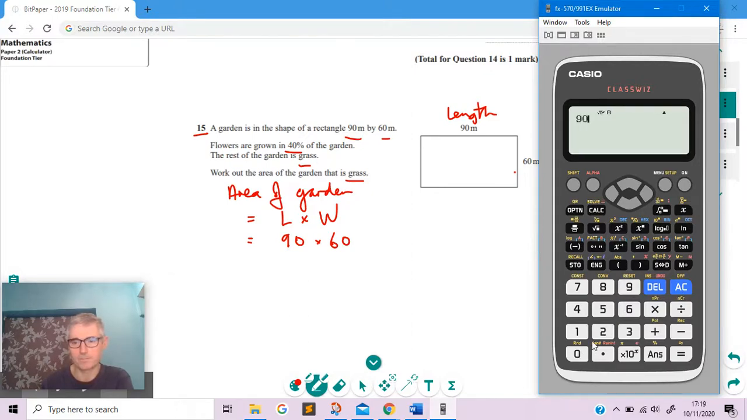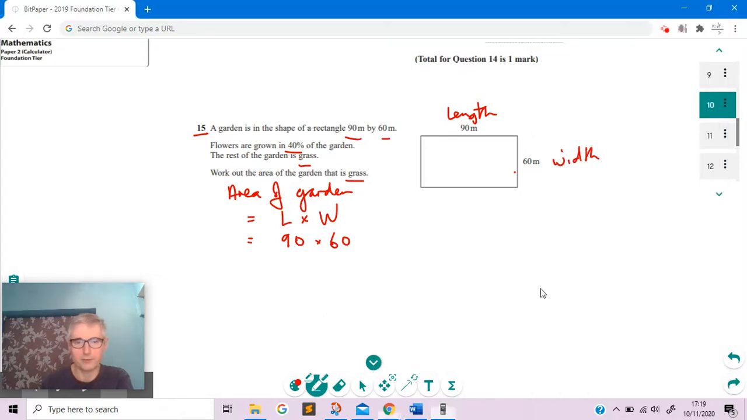Again, because this is a calculator paper, we'll just do this on the calculator. So 90 times 60, and what we get is 5,400. And that's going to be meters squared, so we're in square units because it's an area. And so we just need to find out what the area is that's grass.